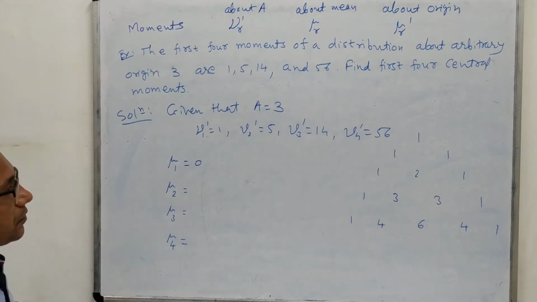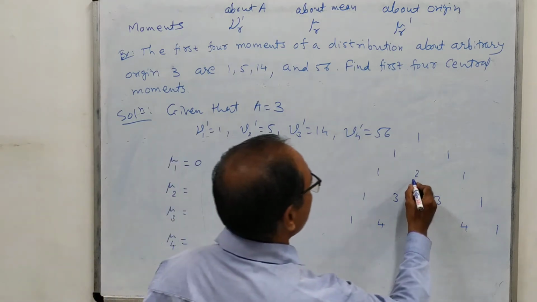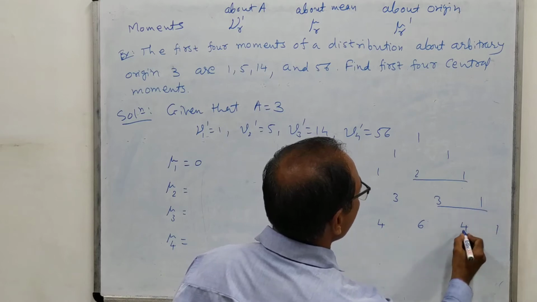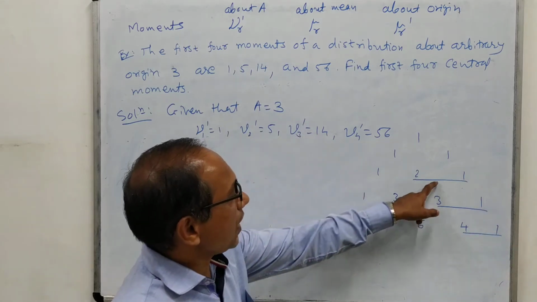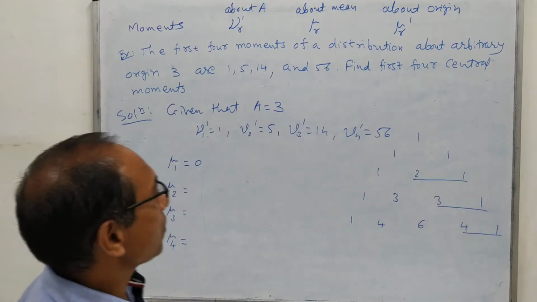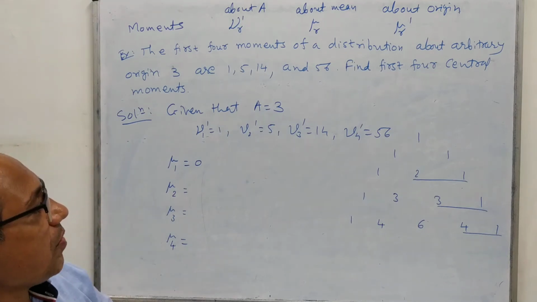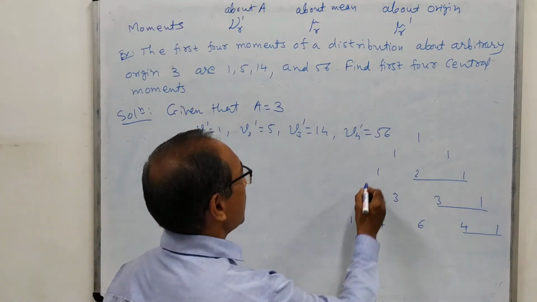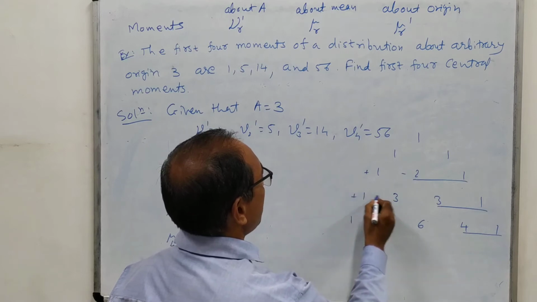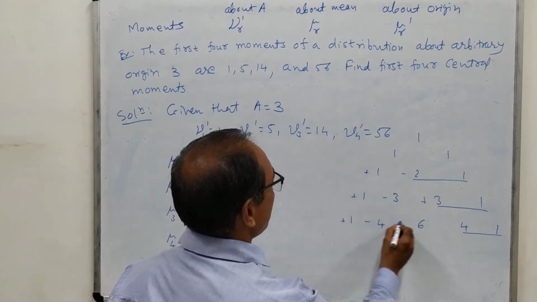Okay? And I told you that this is related with mu 2. This is related with mu 3. And this is related with mu 4. So the last two numbers we want to combine, and we want to follow the pattern of plus minus. Okay? Here is plus minus, plus minus, plus, plus minus, plus minus.